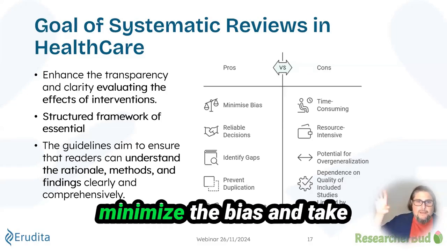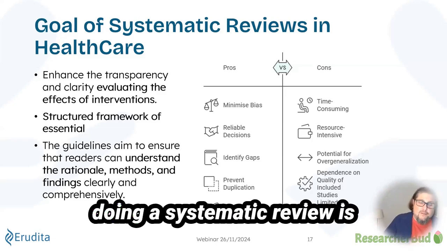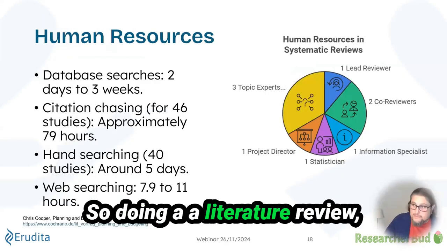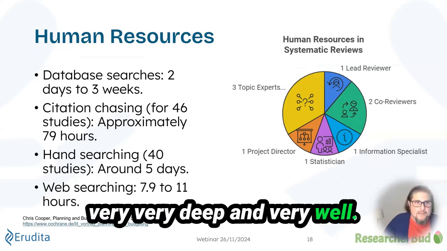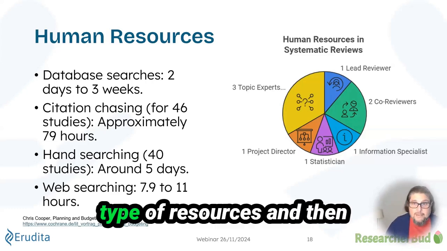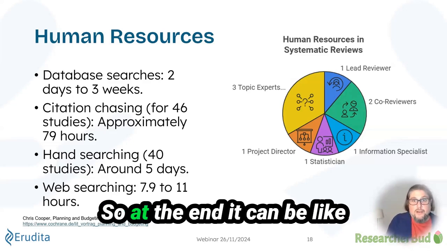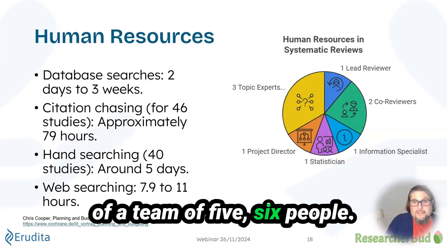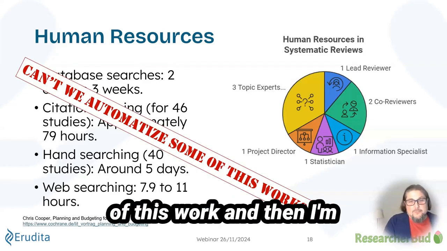The pro is that we can minimize the bias and take reliable decisions afterwards. But the disadvantage of doing a systematic review is that it's very time consuming and resource intensive. In doing a literature review, we can have many people involved if we want to do it very deep and very well. There are many tasks about searching in databases, finding other types of resources, and then screening, reading the papers, and discussing the results. So at the end, it can be 1 year, 2 years of work of a team of 5, 6 people. So that's why we can think about automating some of this work.